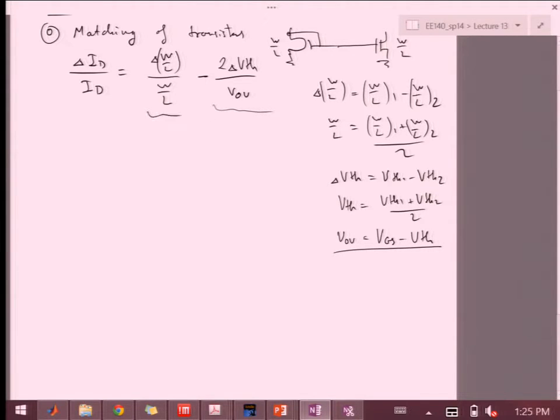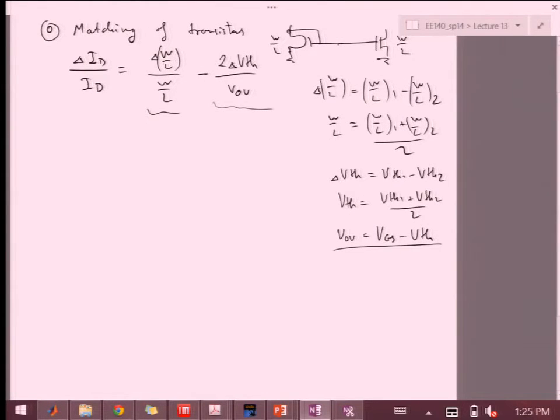And then here, if I have a very big transistor, so W over L is really big, then the variation, of course, will be smaller, right? The relative variation will be smaller.